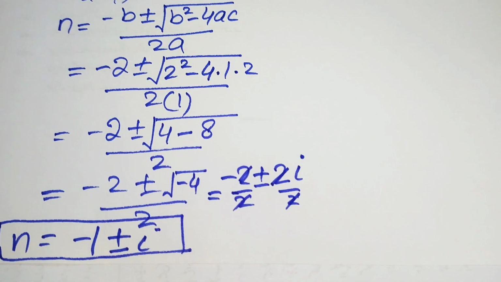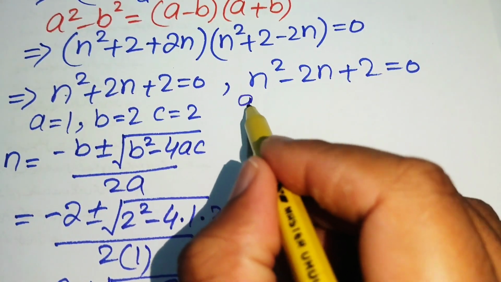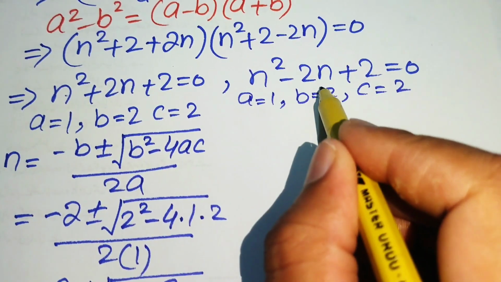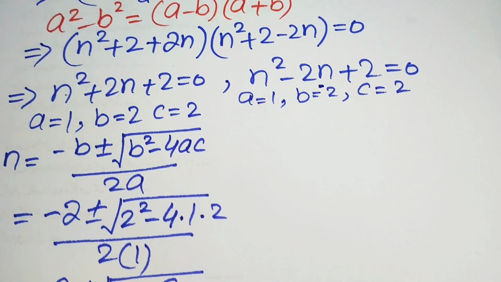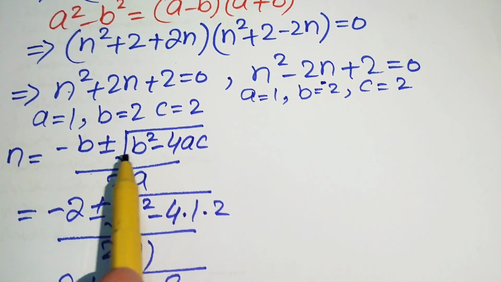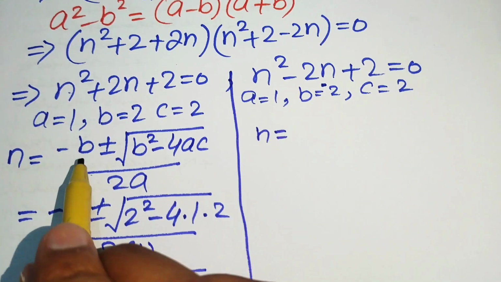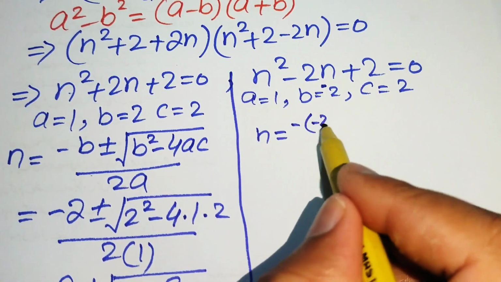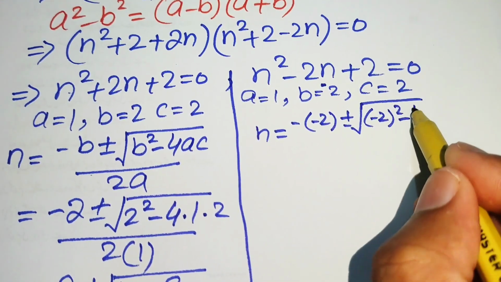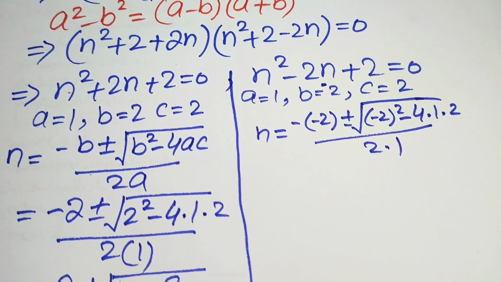So now in order to find the other roots, we need to solve the second case. So here we solve this case, and in this case we have coefficients a equals to 1, b equals to minus 2 and c equals to 2. And our quadratic formula is written here, and now we substitute all these values in this formula. So it will become n equals to minus b, so the value of b is minus 2 plus minus square root of b square minus 4 times of a is 1 and c is 2 divided by 2 times of a and a is 1.